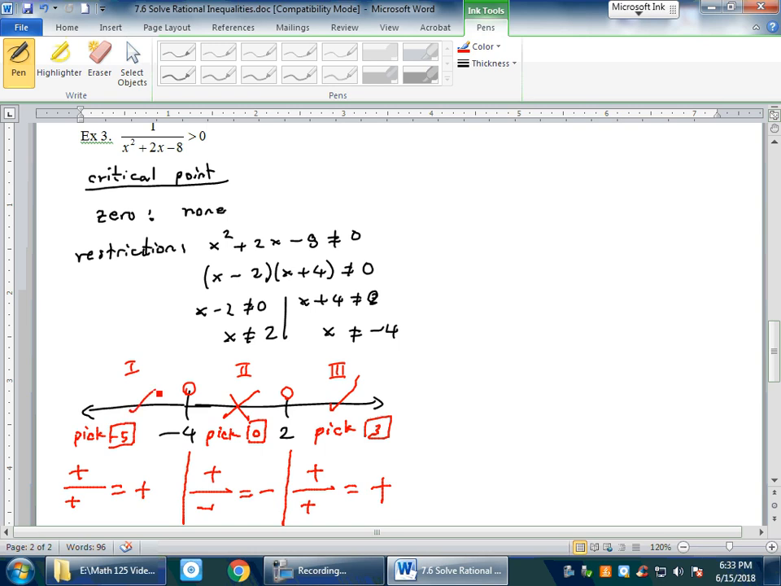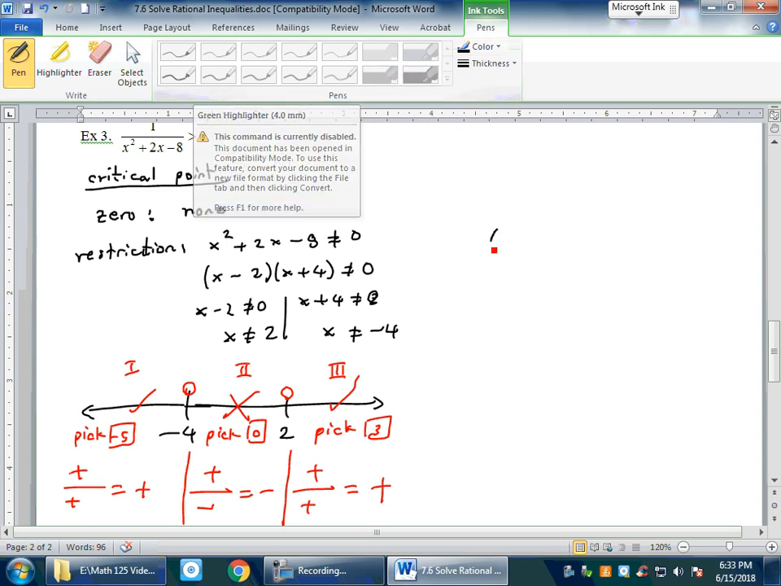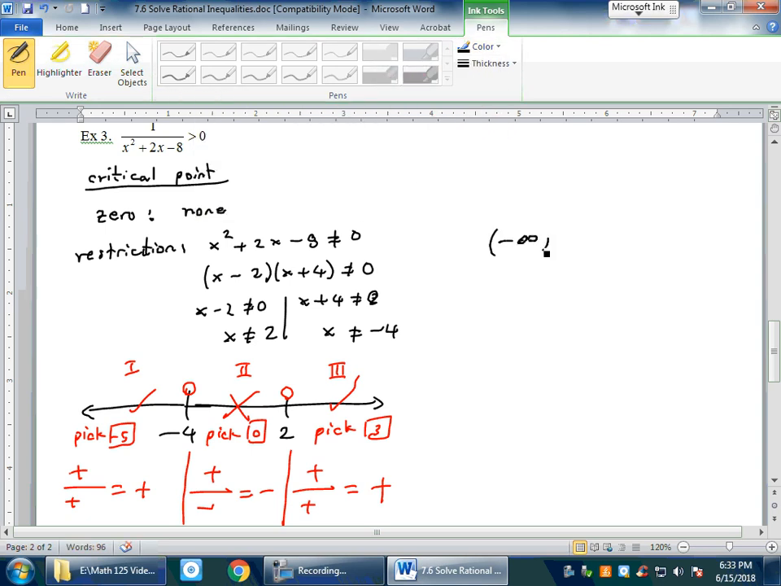So finally, I can write down my answer in this case, which is the interval notation will be from negative infinity to negative 4, not inclusive, union with 2 to positive infinity. 2 is not inclusive. The graph will be anything less than negative 4 and anything greater than 2 is my final answer.